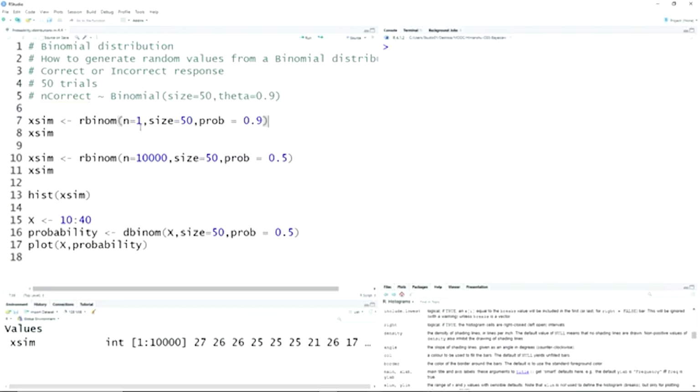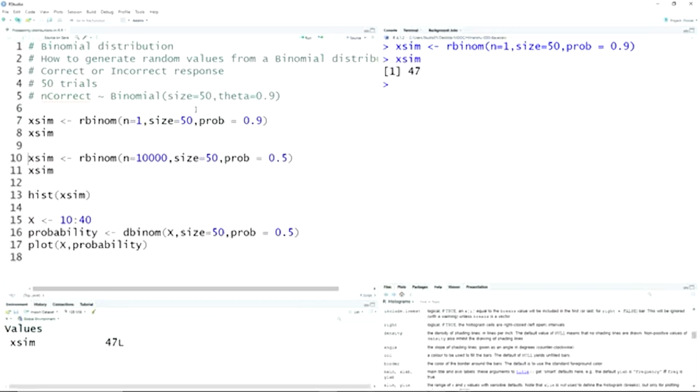Here I'm just simulating a single experiment, so n is equal to 1. That means in a single experiment, how many correct responses would there be out of a total of 50 trials? So let's see. We run this line of code, and when you run xsim, it comes out to be 47. That's one value of the random variable that we have generated from a binomial distribution. What will happen if you run it again? You will get a different value.